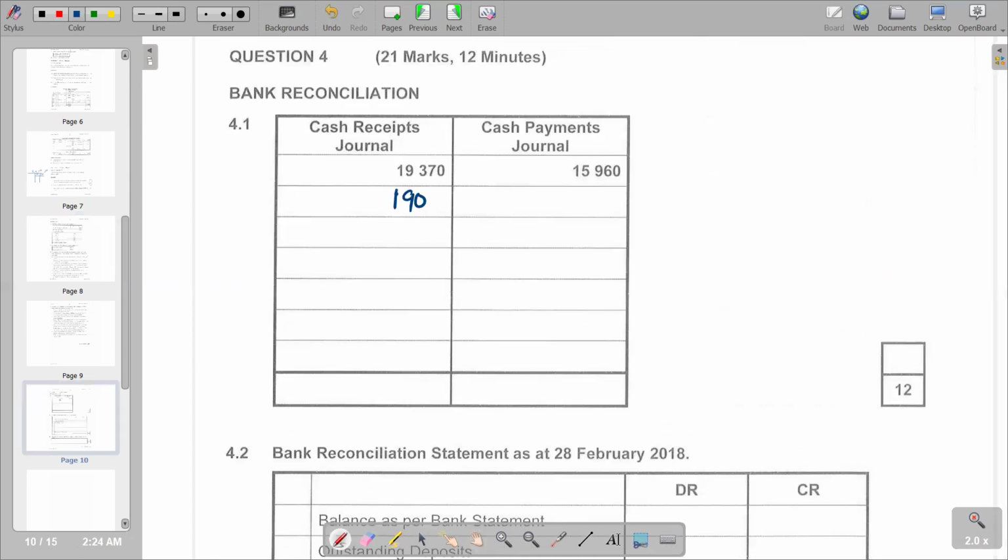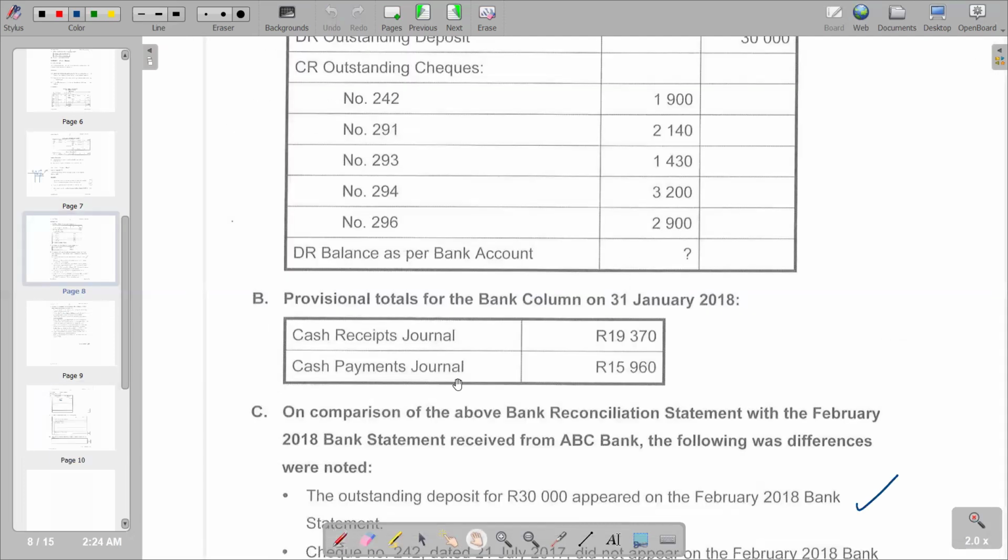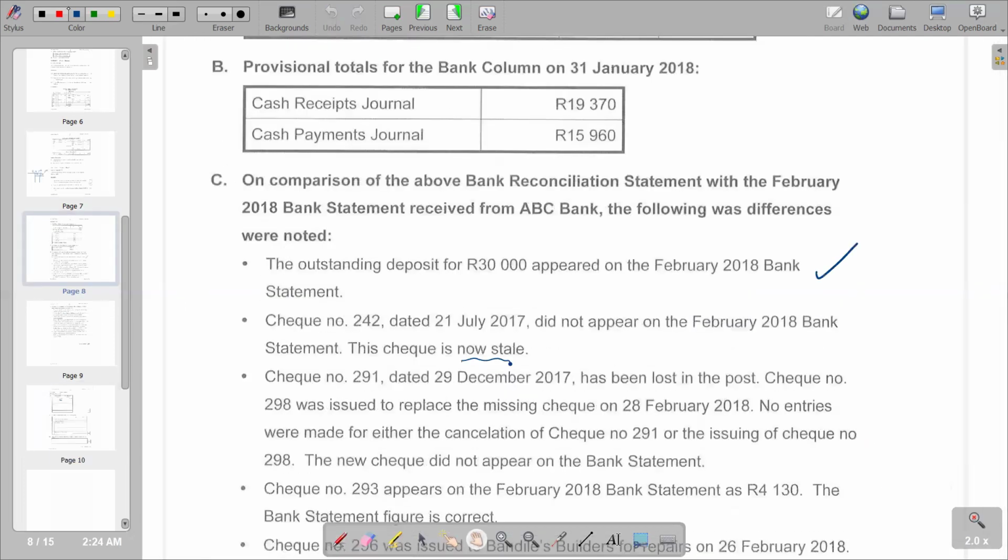We don't put 1,900. We go to the next one, which is now. It means with this, we are done with this one. We're going to go to the next one.